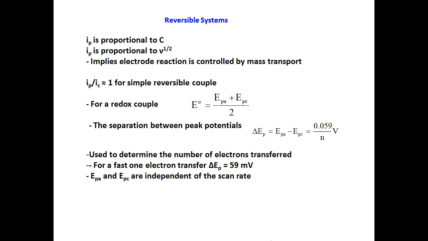The ratio of the peak currents, that is the anodic current and the cathodic current, is equal to 1 for a simple reversible couple. For a redox couple, E naught is given as EPA plus EPC, that is anodic potential plus cathodic potential, half of it. That's why I say E naught is the midpoint of the anodic potential and the cathodic potential. The separation between peak potentials, delta EP, is given as 0.059 by n, where n represents the number of electrons. So it is used to determine the number of electrons transferred in the redox couple.